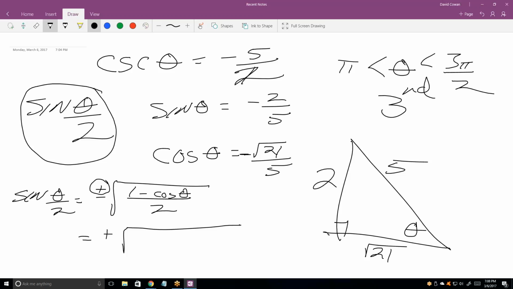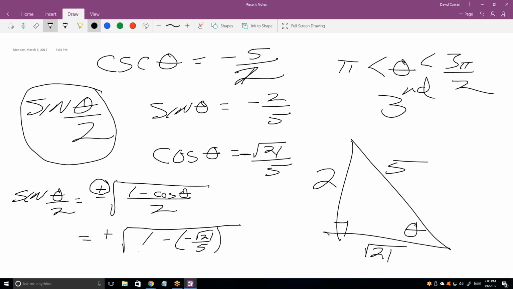What's the rest of it? 1 minus root. It's negative root 21 over 5.